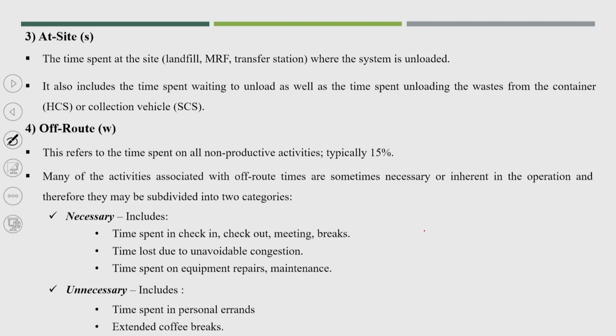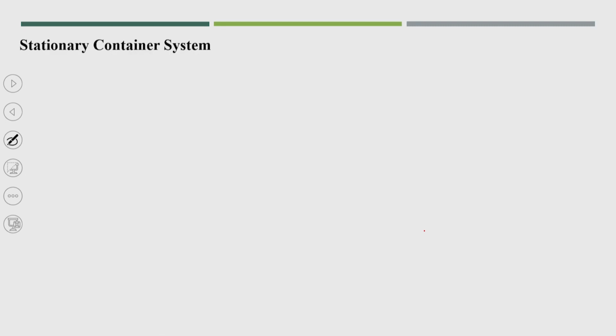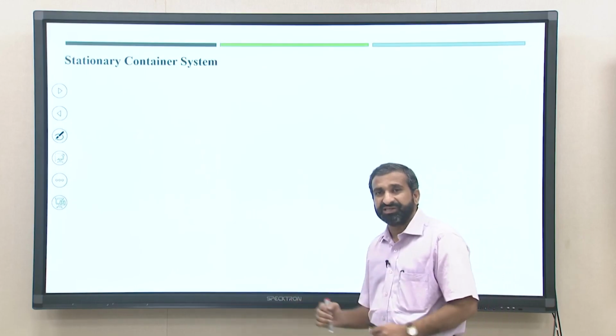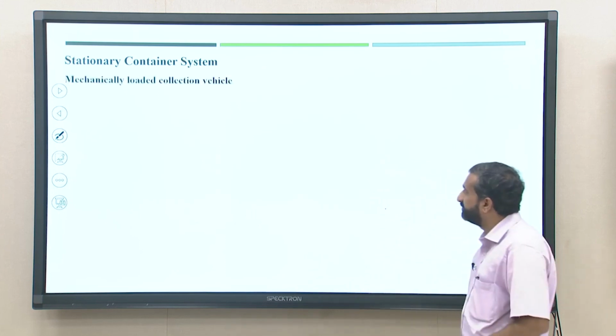The remaining unit operations are almost similar to those discussed in the hauled container system, like at-site time and off-route factors, necessary and unnecessary off-route factors. Now, we will see some equations for the stationary container system, compared with those we saw in the hauled container system.